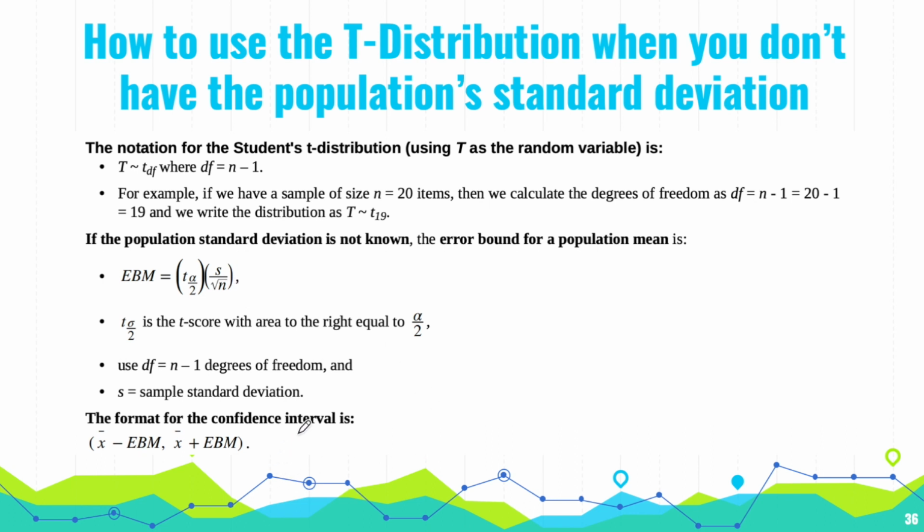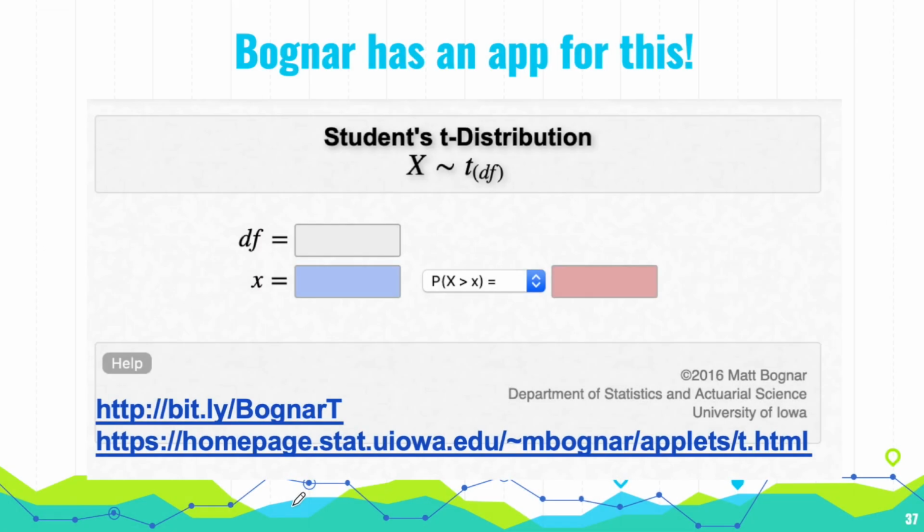We're going to follow the very same process. The format for the confidence interval never changes. X bar minus EBM, X bar plus EBM. And Bogner has an app for this. Bookmark this, bit.ly.bognert. Again, this is case sensitive. All you do is enter your degrees of freedom, you enter your alpha, and you'll get X returned as the appropriate t-score you need to use.